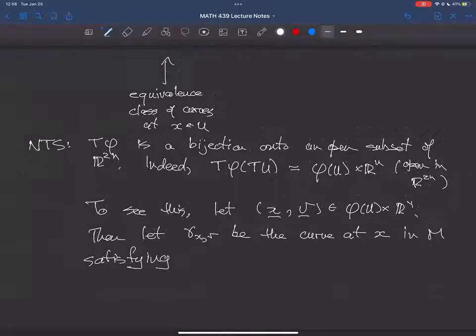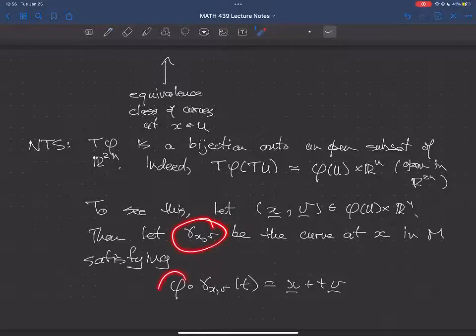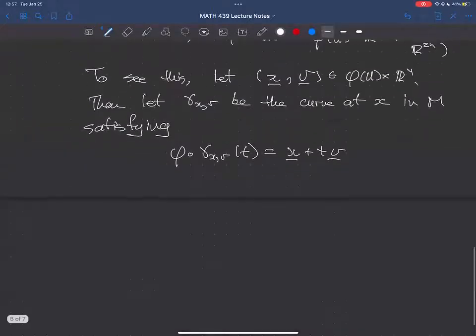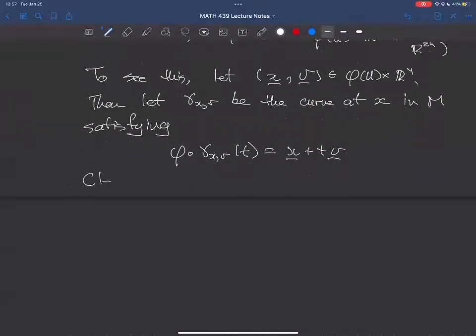And I define gamma_xv to be the curve with this property, so that phi composed with gamma_xv of t is equal to x bar plus t v bar. In other words, when I represent the curve gamma in the chart phi, I get this curve that I talked about in the example above. All right, so then it's clear. You just have to check it explicitly.